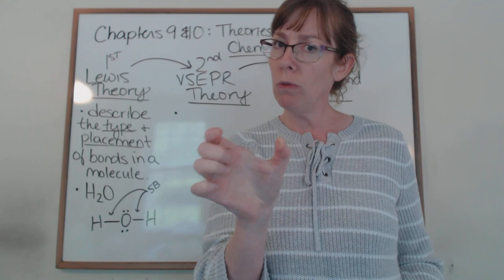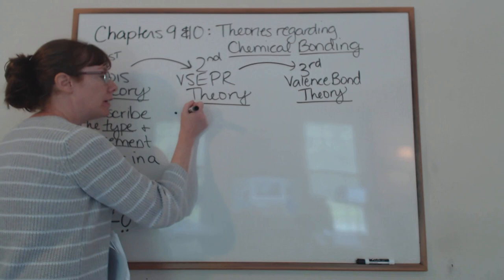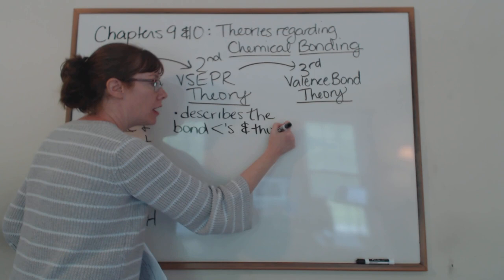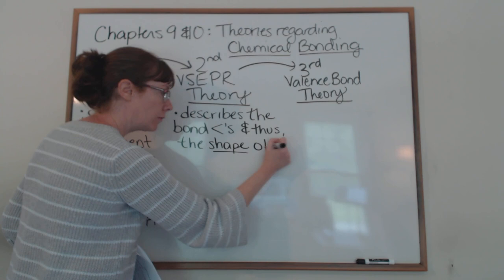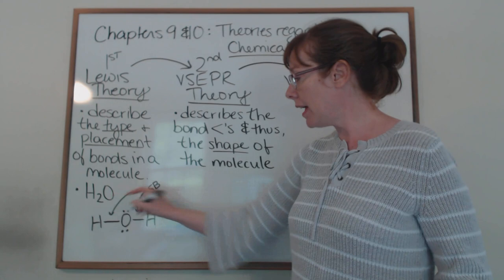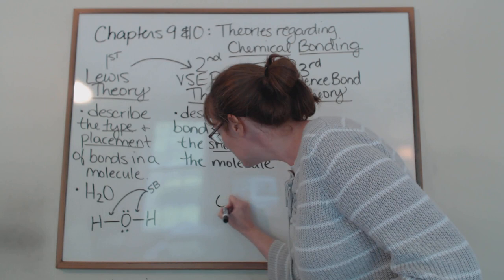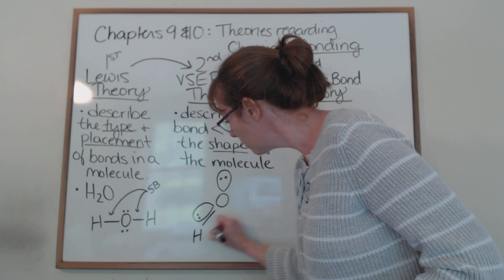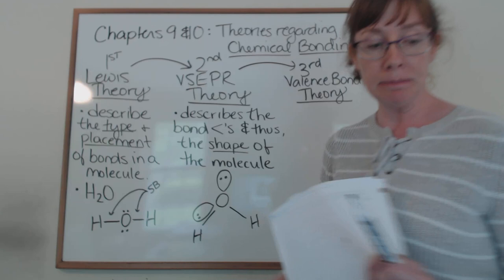So what does VSEPR theory describe? VSEPR theory describes the bond angles and thus the shape of the molecule. Once we learn VSEPR theory, which is going to come in chapter 10, we then can understand a little bit more about the H2O molecule. And that is the shape of it and the bond angles. Let me go ahead and draw what the end result is going to end up being. All right, that's going to be our VSEPR theory. We will end up learning that.